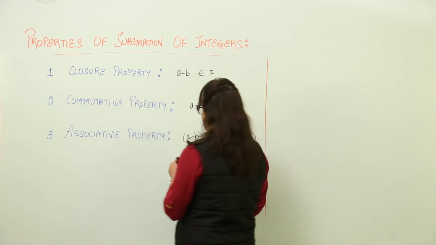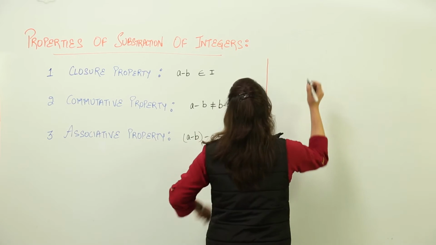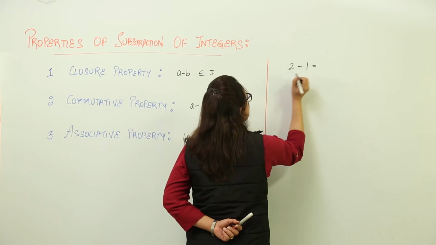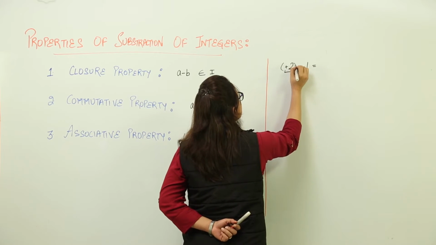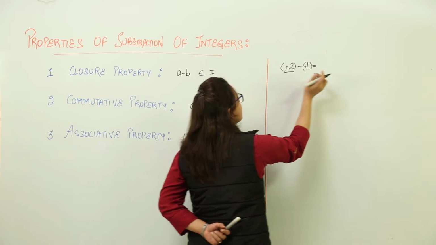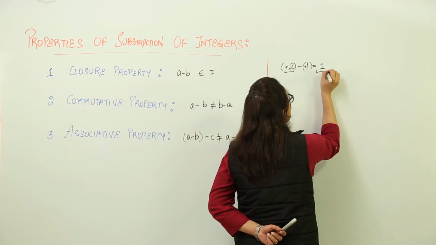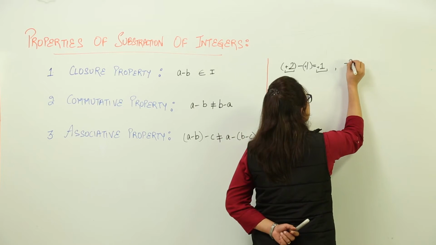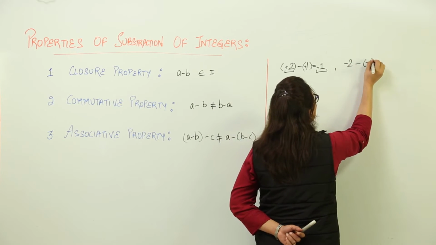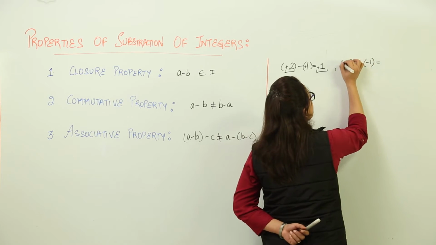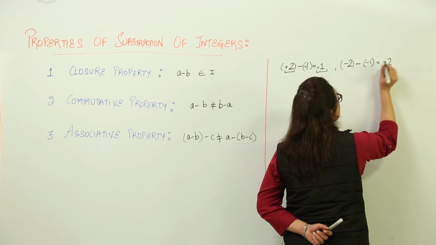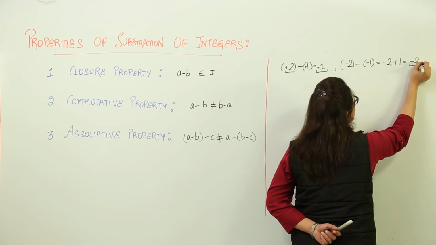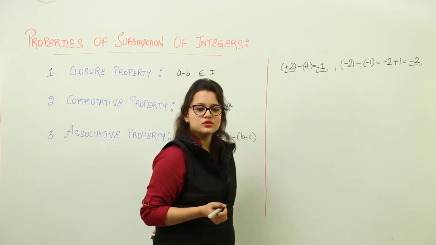So let us take an example for this. Let's say you are doing 2 minus 1. Now both are positive integers, right? If you are subtracting two integers, you have got one integer only, right? Let's take another example: minus 2 minus minus 1. What do you get? For solving this, minus 2 minus minus becomes plus 1, and you get minus 1. Here also you are getting an integer.